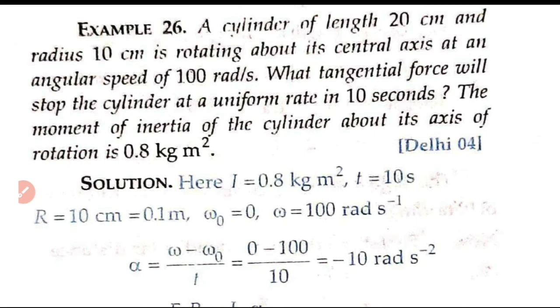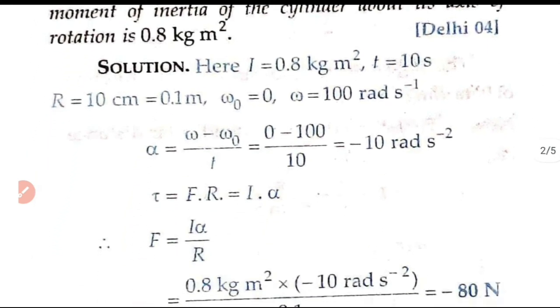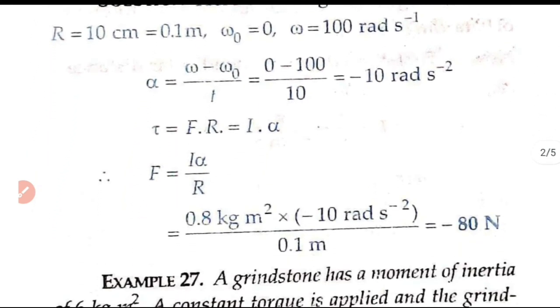So we can use the two equations for torque as I stated earlier. Torque tau equal to r cross f. Here also, by the same argument, we will have tau equal to r f, that is equal to I alpha. Here I and alpha we have already got. From that we will easily get f. F is equal to I alpha by r. So substituting the values, we are getting f as minus 80 Newton.